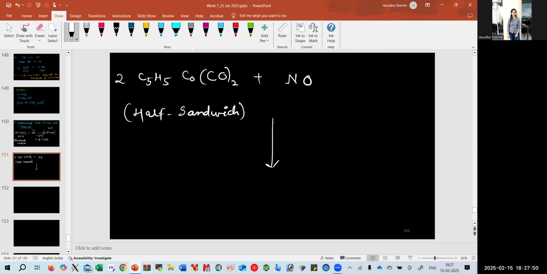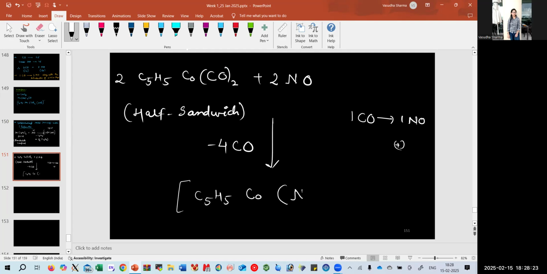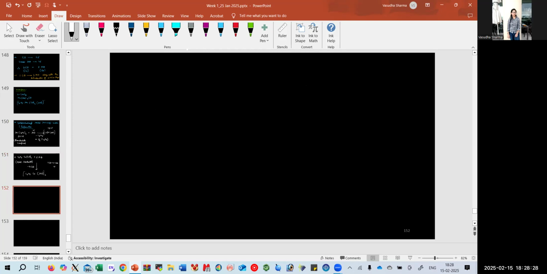Say for example, when I'm treating 2 molecules of C5H5 cobalt carbonyl whole 2 with 2 nitrosyls, 1 CO is replaced by 1 NO, with a positive charge coming onto the coordination sphere. So here we have 4 COs and 2 NOs: 2 NOs would give you 6 electrons and 4 COs are 8 electrons. So how is it going to be balanced? It would form a dimer where a C5H5 group is on each cobalt, with NO as a bridging ligand, giving a dimeric formation.